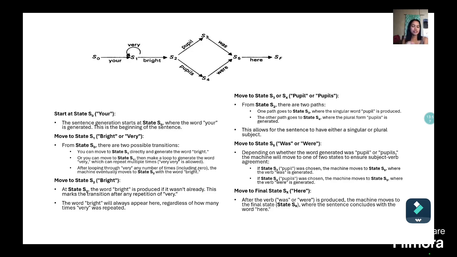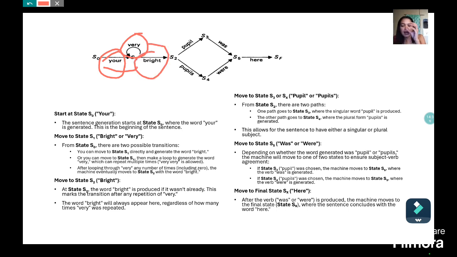So we're going to break down this figure. Start at state 0, your. The sentence generation starts at the state where the word your is generated. This is the beginning of the sentence, the checkpoint. Then we move to state 1, which can be very or bright.